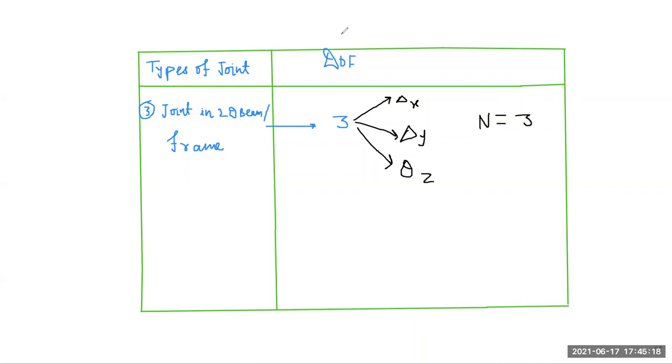Next one is your joint in a 3D beam or frame.